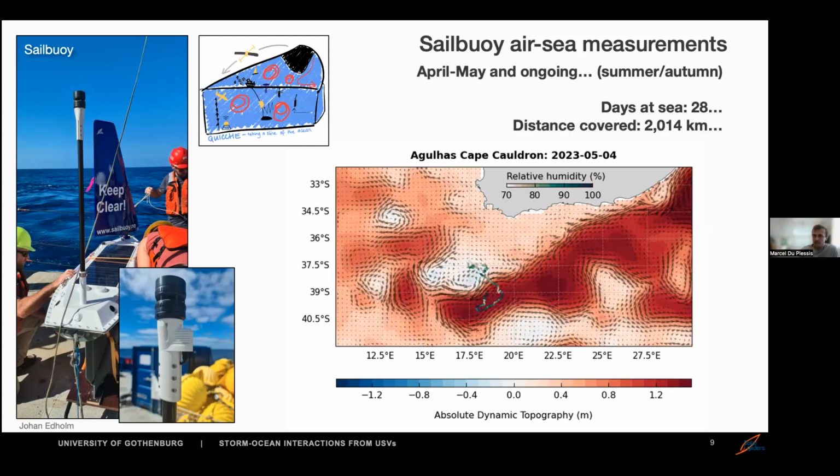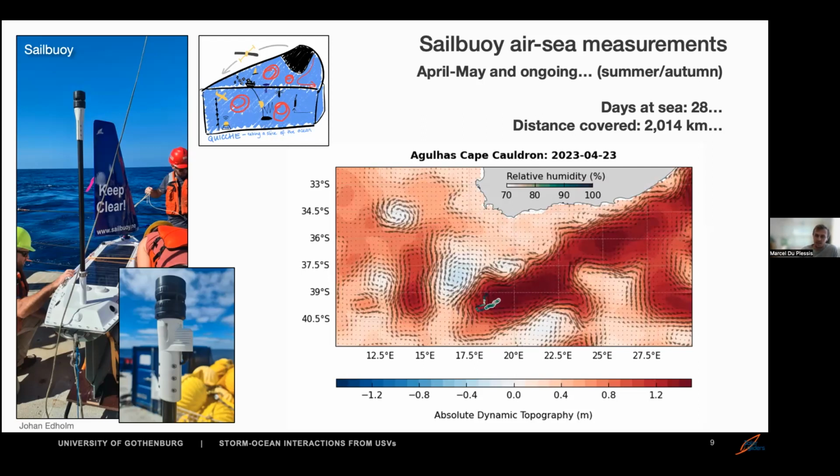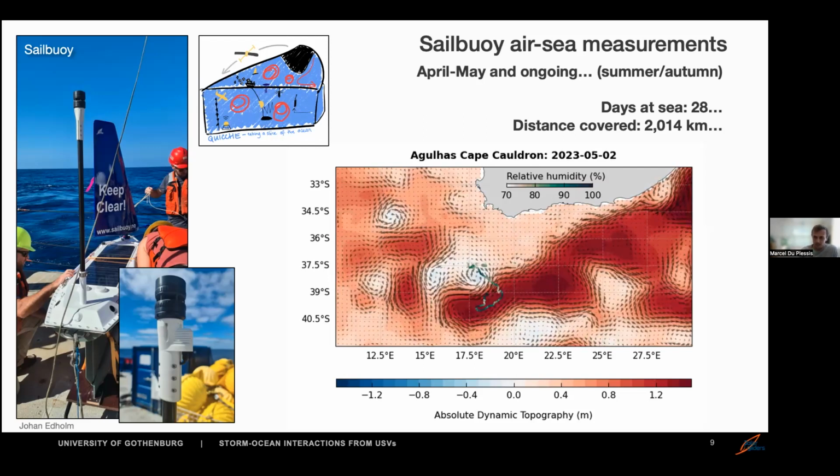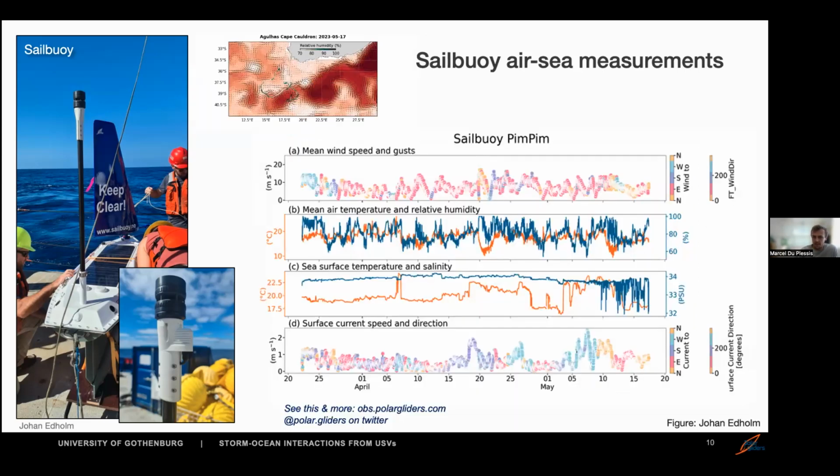It's been out for about a month now. Over 2,000 kilometers it's traveled, and like I said, it's still out there making its way to the northern parts of the Cape Cauldron. And this is the data that's coming in. Just to note that there's a live feed of this. You can go to this website at the bottom to see the data as it's coming in, and from various other platforms in this region. Follow us on Twitter. We're also posting updates there too if you're interested.